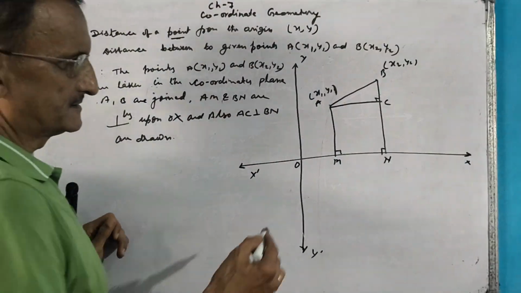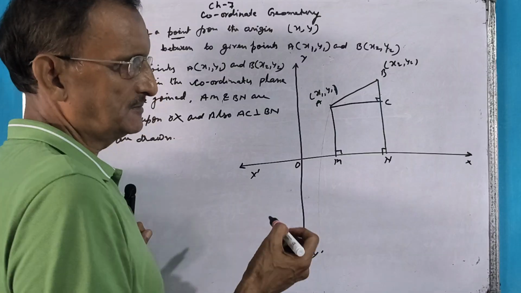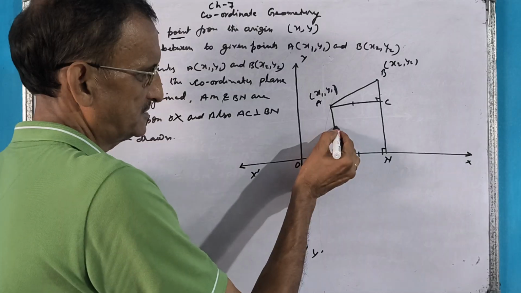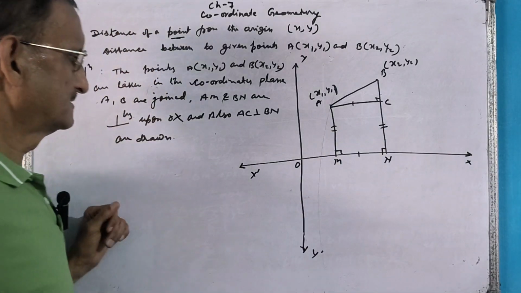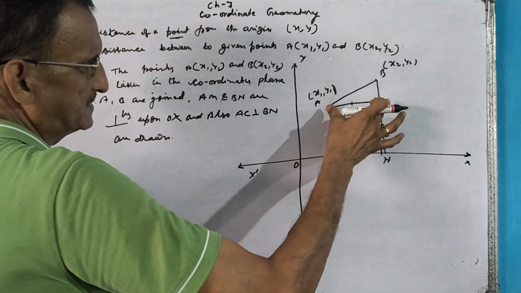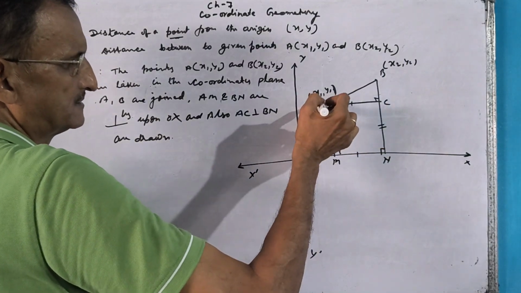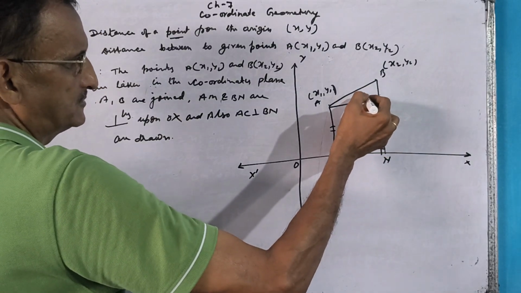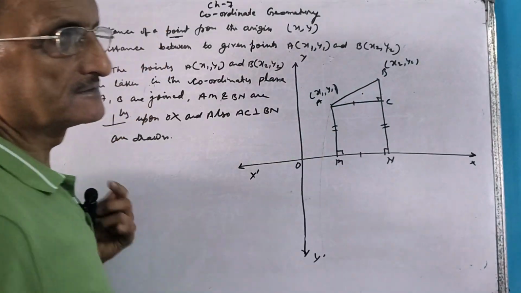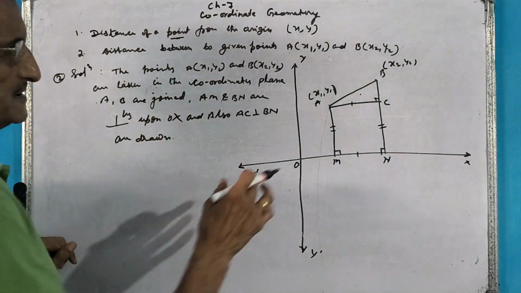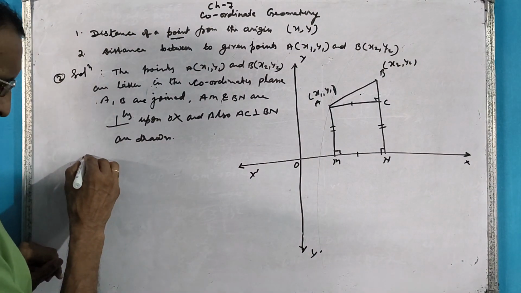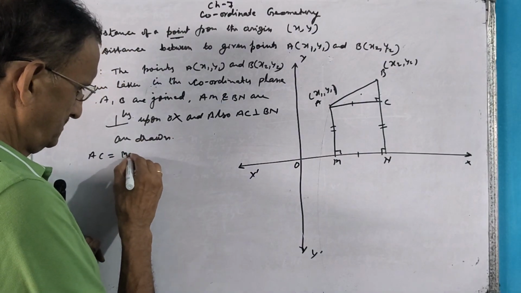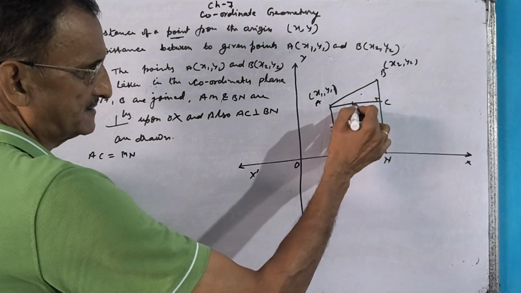Now see, this AC and M will be a rectangle, and you know opposite sides of a rectangle are equal. So now you need to find AC. To find AB, you need to find AC and BC first, and then by using the Pythagoras theorem you can find AB. So this is the concept. So first you find AC. Now what is AC equal to? AC equals MN, because opposite sides of a rectangle are equal.